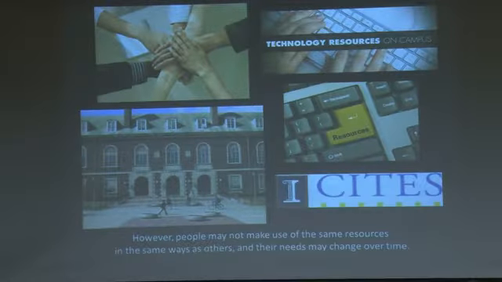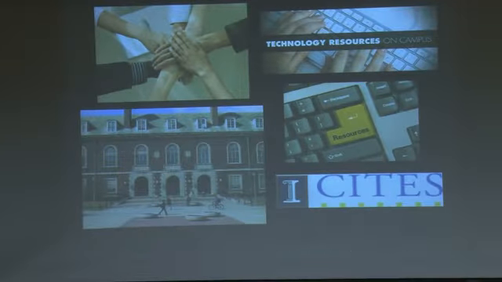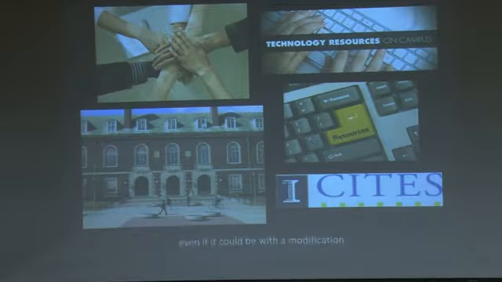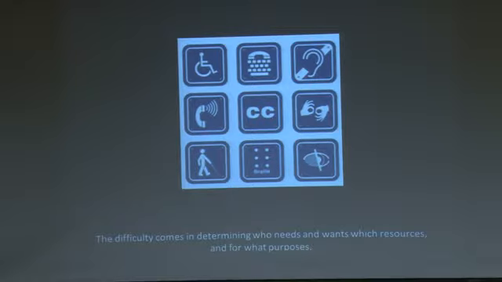However, people may not make use of the same resources the same way as others, and their needs may change over time. Sometimes, if a tool or software is marketed to a specific audience, people outside of that immediate classification may not consider that tool in any way useful to them, even if it could be with a modification. The difficulty comes in determining who needs and wants which resources and for what purposes.